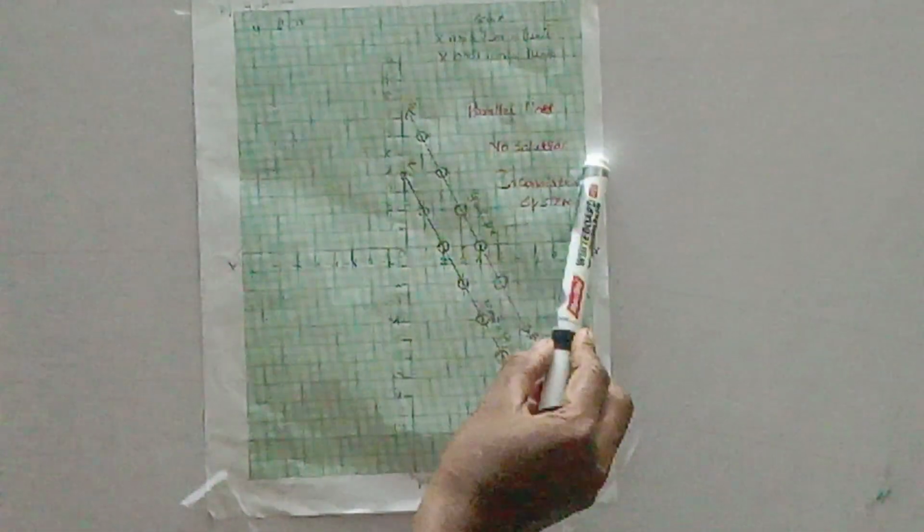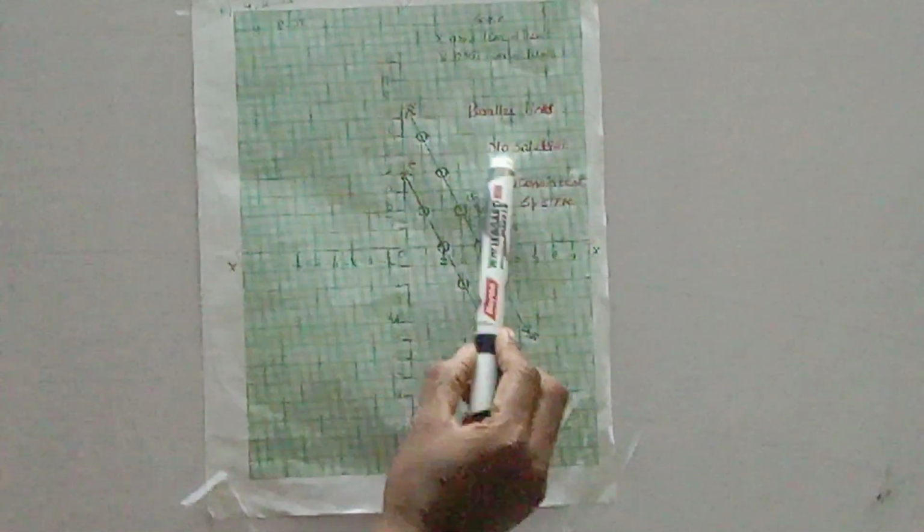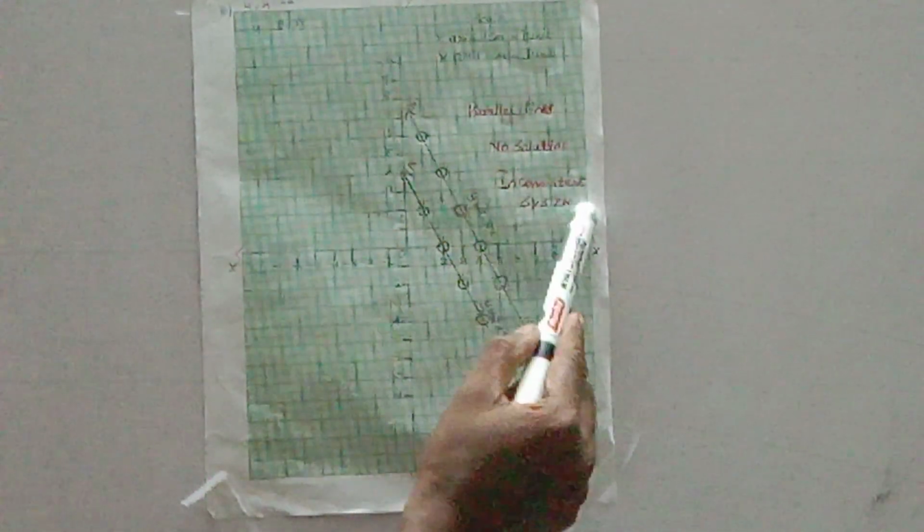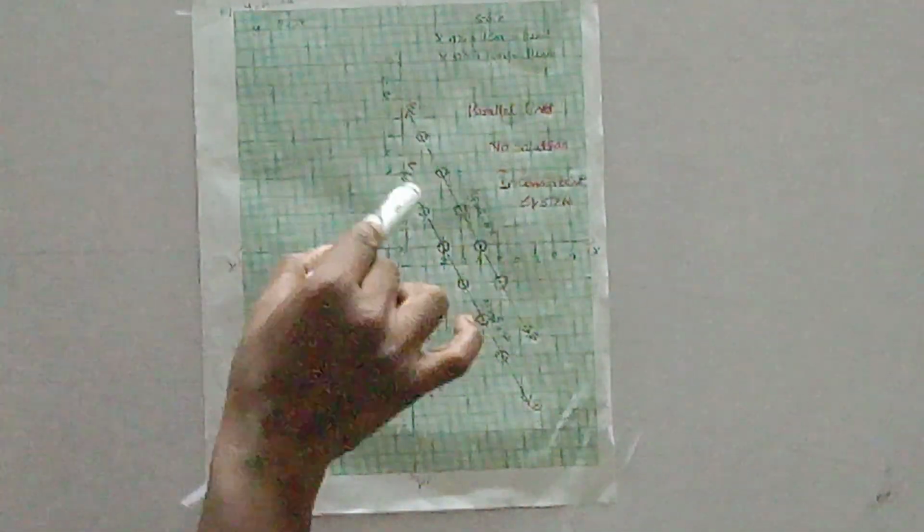So what is the meaning? Parallel lines mean no solution. Since we are getting parallel lines, we are not getting a solution. So for this system there is no solution. That is, the simultaneous linear equations have no solution. So what type of system is this? Inconsistent system. Okay, so you know how to make your tables.